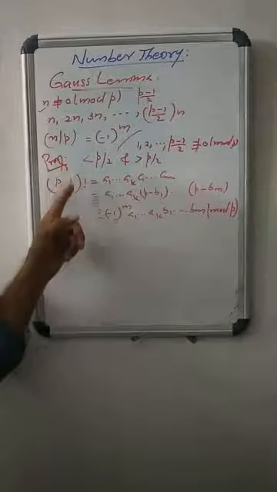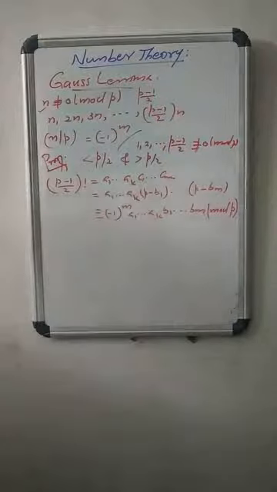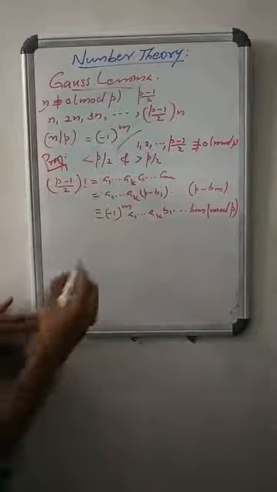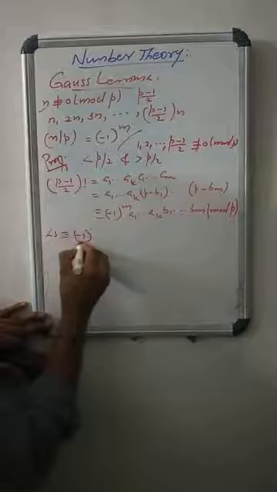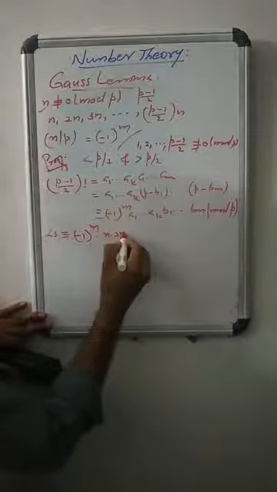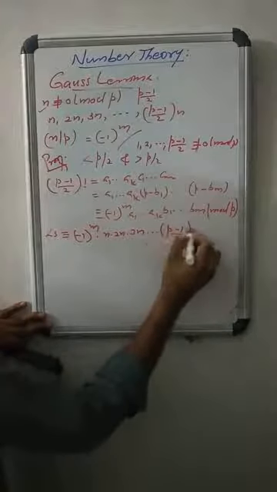So (P minus 1)/2 factorial is congruent to, the right side can be rewritten as, minus 1 power m into A1 etc. AK B1 etc. Bm mod P. Enough? Which means the left side is congruent to minus 1 power m into A1 etc. AK, B1 etc. Bm, which is n into 2n into 3n into etc. into ((P minus 1)/2)n.